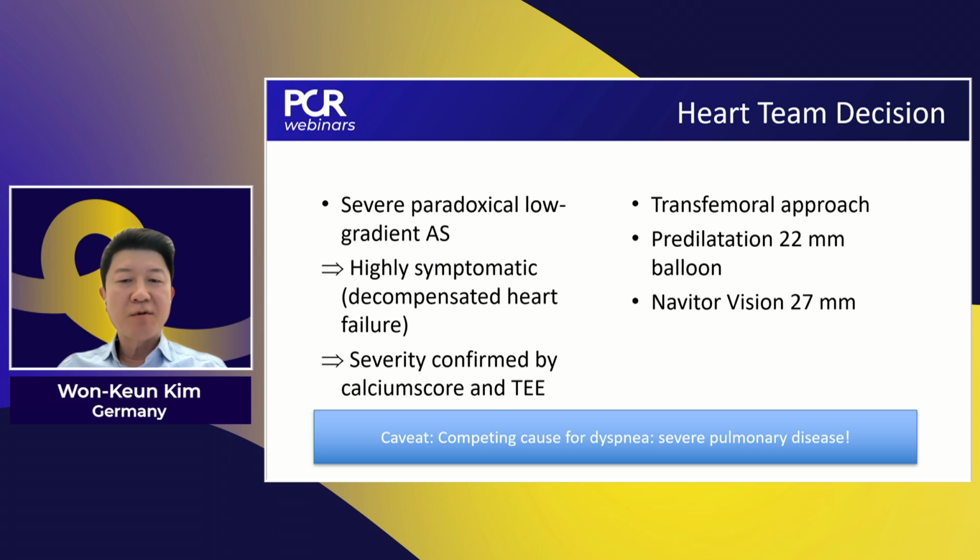The patient is highly symptomatic. We have to acknowledge that. And severity was indeed confirmed by calcium score and TE. And the heart team decision, and we can discuss that, how you would do it in the panel, was to proceed with TAVR. Transfemoral approach was possible, and predilatation, implantation of a Navitor Vision.